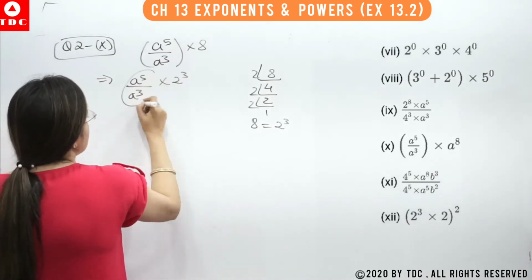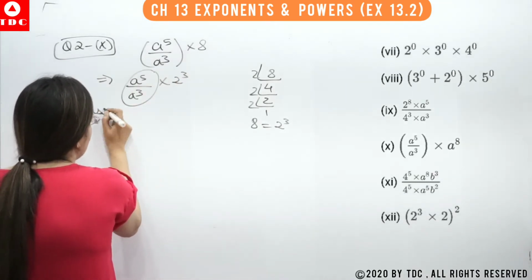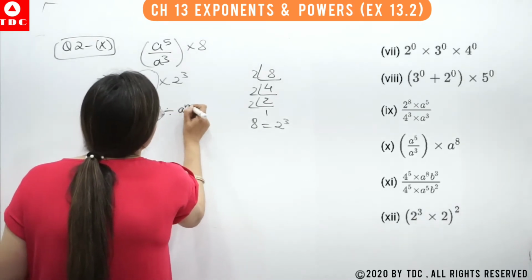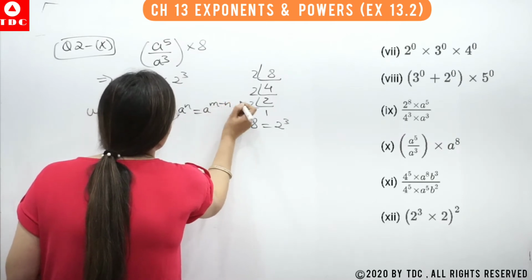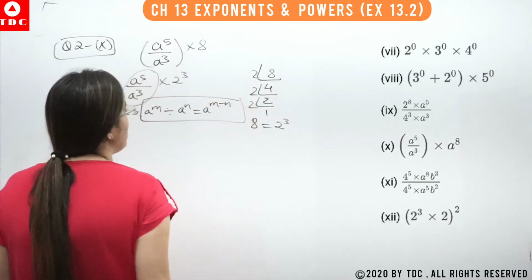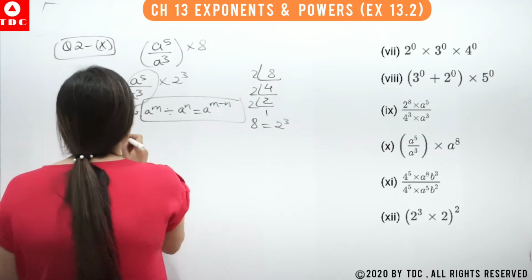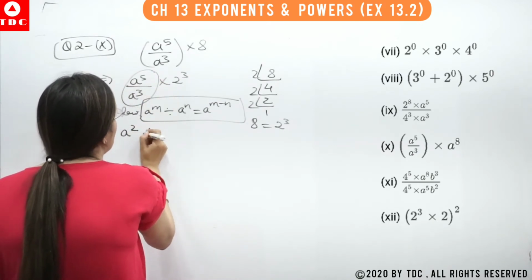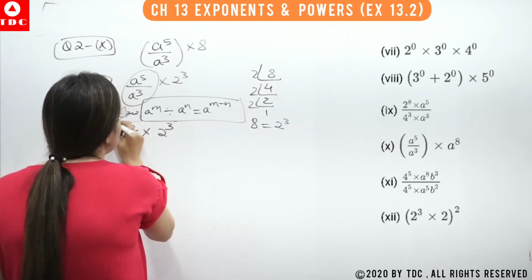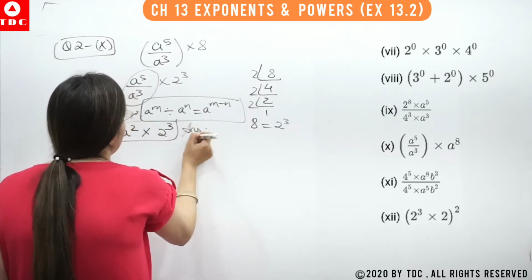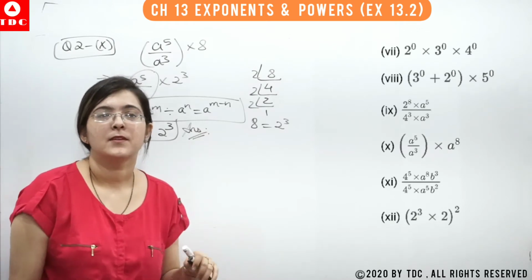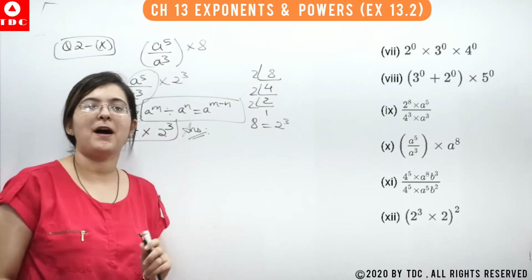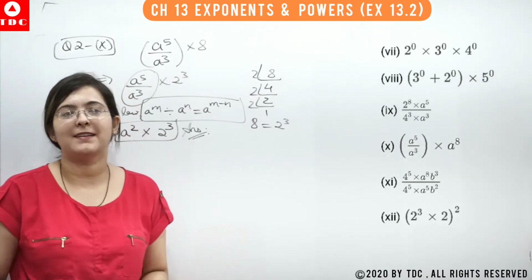Now in this, what property can we use? Using the law, a to the power m divided by a to the power n will give us a to the power m minus n. That means the powers would be subtracted. So here what we will get, a to the power 5 minus 3, 2, into 2 to the power 3. This is the final answer. Okay, we can't simplify it more because the base is also different and the power is also different. So this is your final answer.